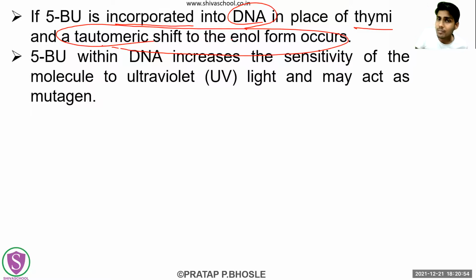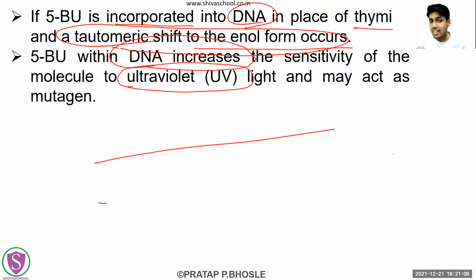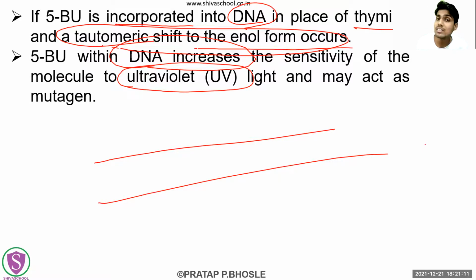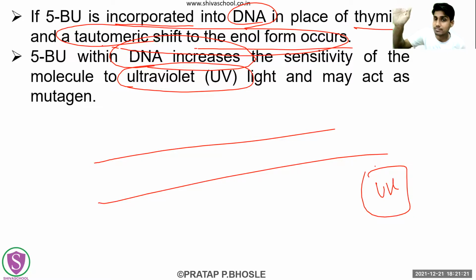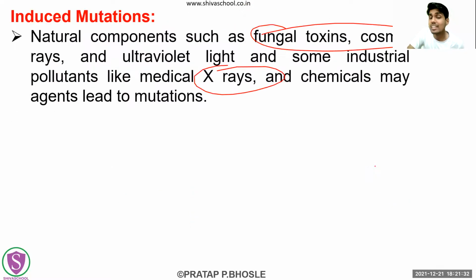Problem क्या है? That 5-bromouracil will result in what? Tautomeric shift to the enol form. Okay. Now that 5-bromouracil within the DNA will increase what? Sensitivity of the molecule to ultraviolet. Okay. वो जो entire DNA का molecule होगा उसको क्या करेगा? That 5-bromouracil will increase the sensitivity of that to the ultraviolet rays. So even if a minute amount of ultraviolet rays is there, then also that DNA will break. Then also that protein will get lost. And ultimately, it is resulting in what? A kind of deadly mutation, okay? Deadly problems. Right? So these are the base analogs, okay, which are creating the induced mutation.